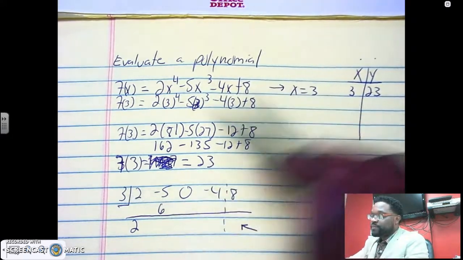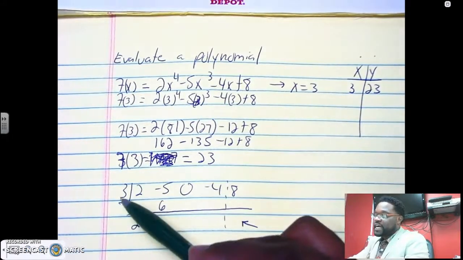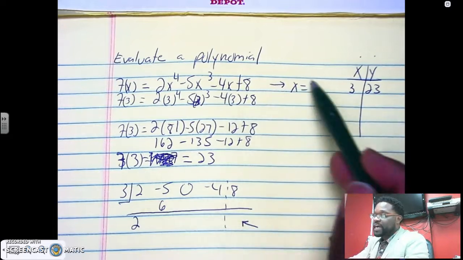So I took the 3 and I put it in the little window there. Notice I didn't change the sign. I just took the 3 as it looked. Why? Because it's saying x equals 3.